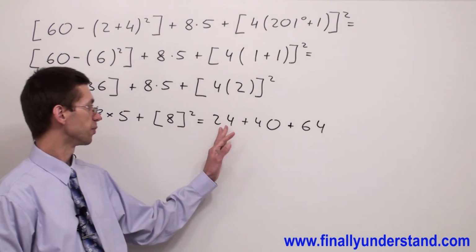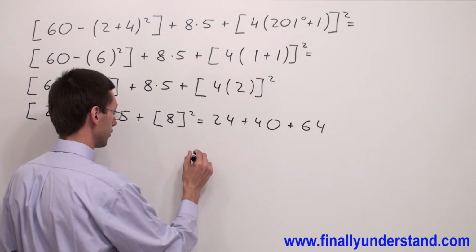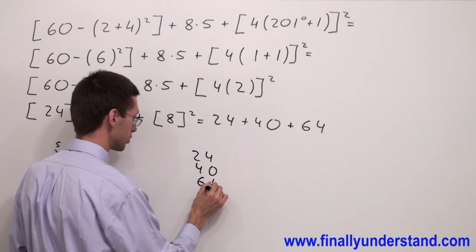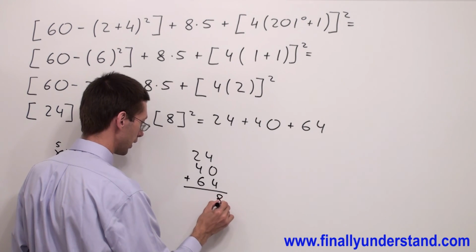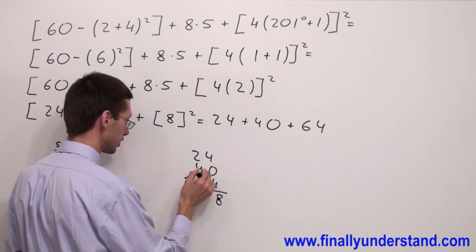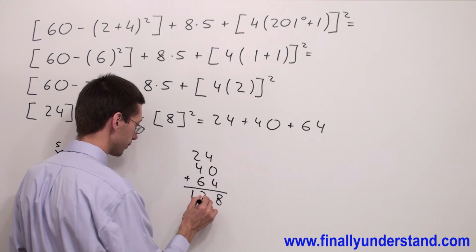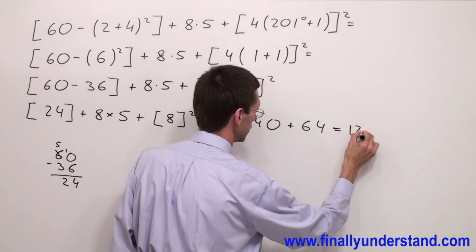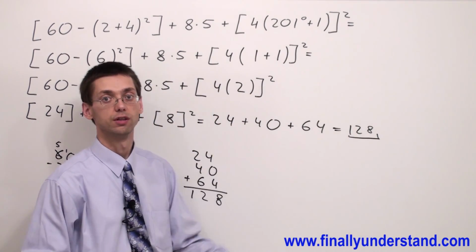Next, I'm supposed to simply add these three numbers together. I have 24, 40, 64. Add them up. 4 plus 4 is equal to 8. 2 plus 4 is equal to 6. 6 plus 6 is equal to 12. The answer is 128. Of course, this is the solution to my problem.